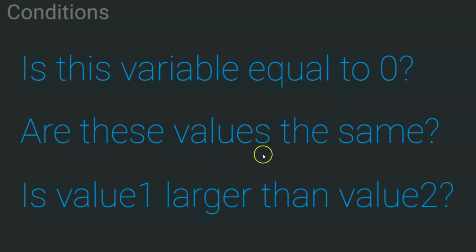You could ask, are these values the same? So is this word equal to this word? And if it is, maybe you'll print a statement that says the words are the same, and then the computer will keep running the program. If these are not the same, then the computer will just keep running the program. It won't print anything. Or you could say, is value 1 larger than value 2? And you would do the same decision. We're going to code some of this out in just a minute, and we'll see how this all works.